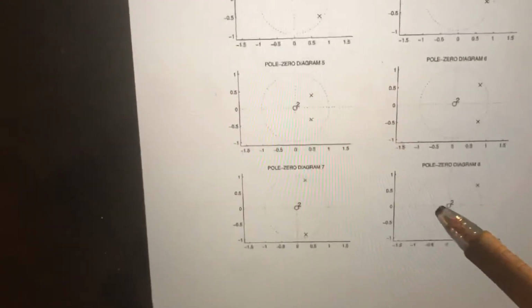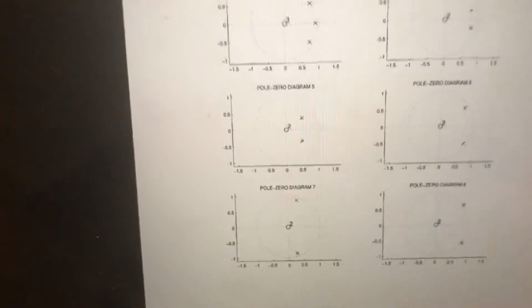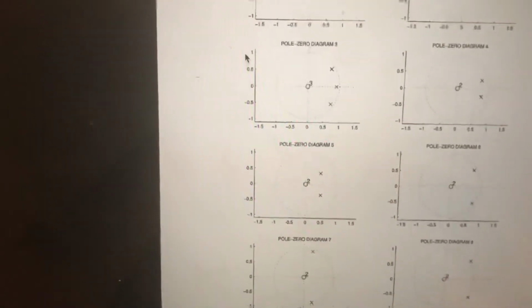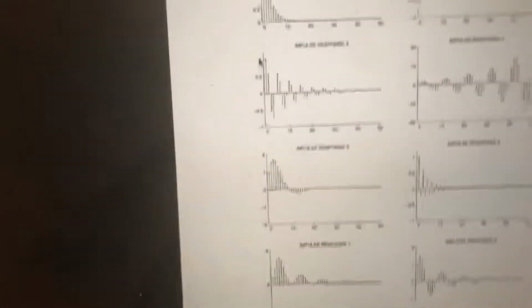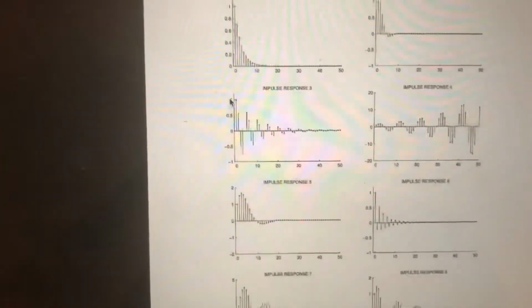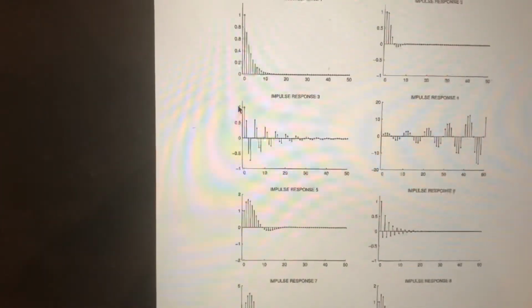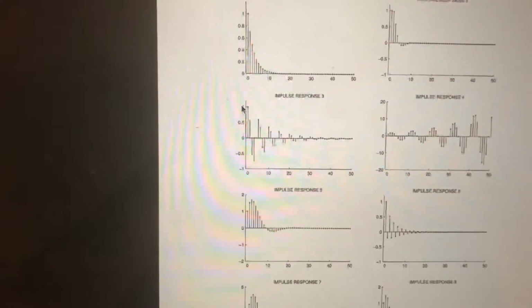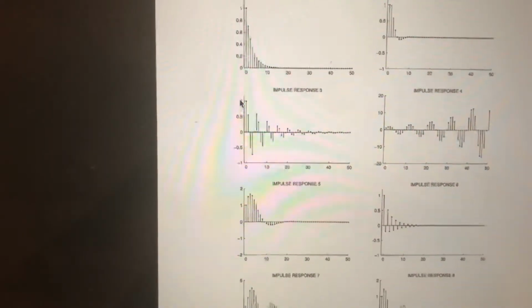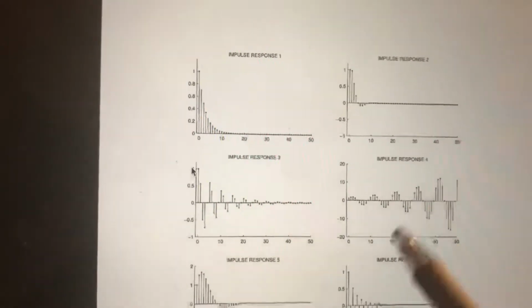Then let's look at pole zero diagram 8. Since both points are out of the circle, the impulse response should diverge. So we have pole zero diagram 8 corresponds to impulse response 4.